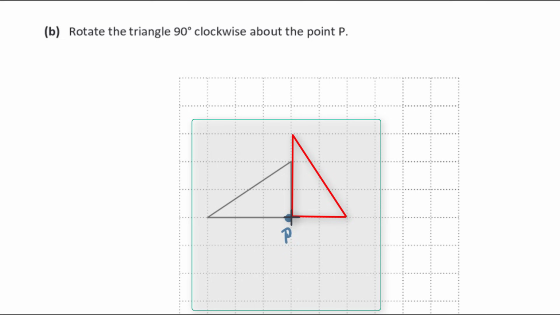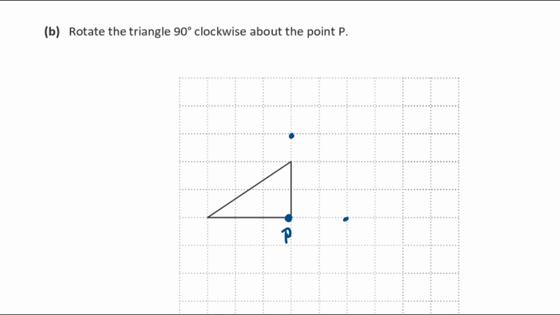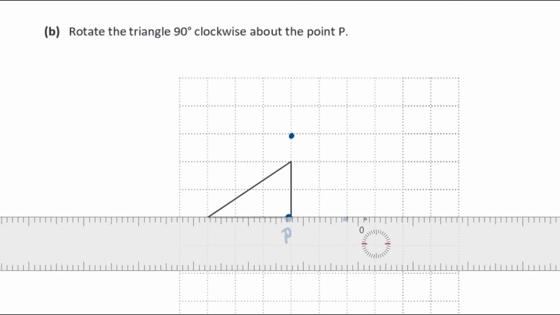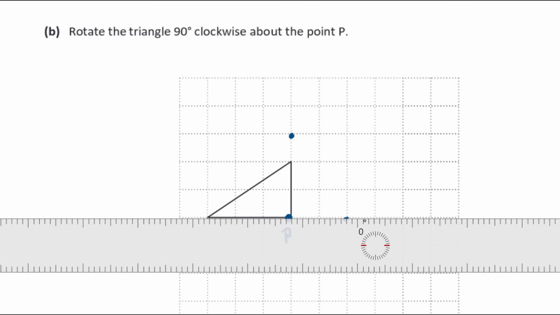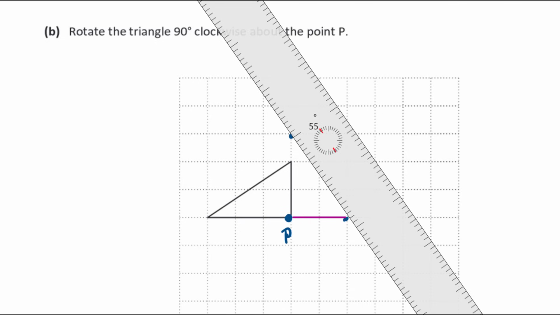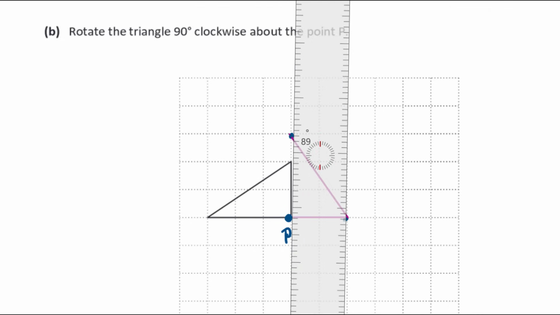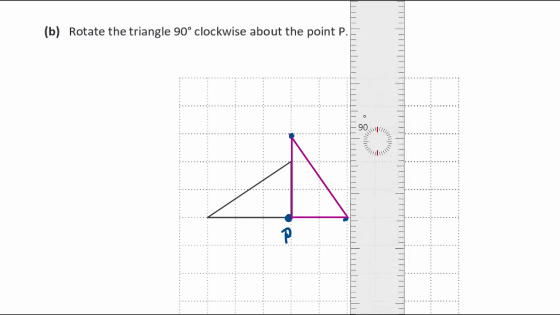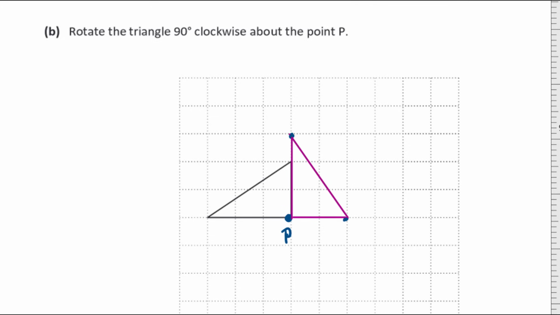Okay, then once you've done that, you can just stick your pen underneath the tracing paper and mark out the points, and then you can remove your tracing paper entirely and then join up again. So again, we're rotating and we're finding the corners or the vertices. We're not trying to rotate the lines. Once we know where the vertices are, we can just join them up afterwards. Okay, 90 degrees clockwise about the point P.